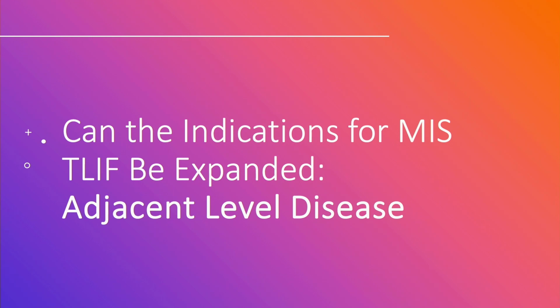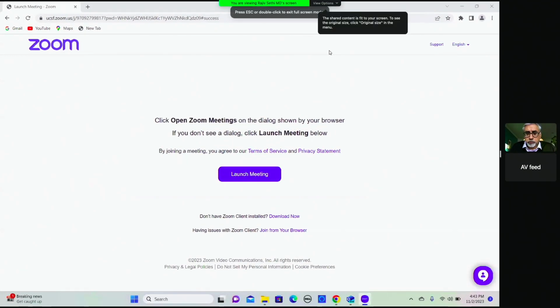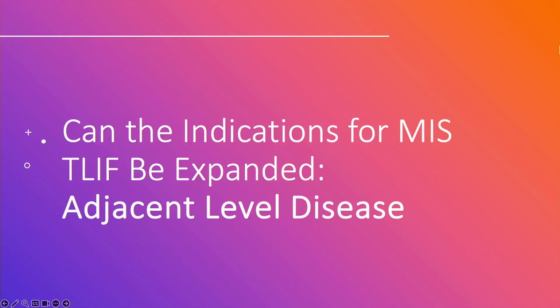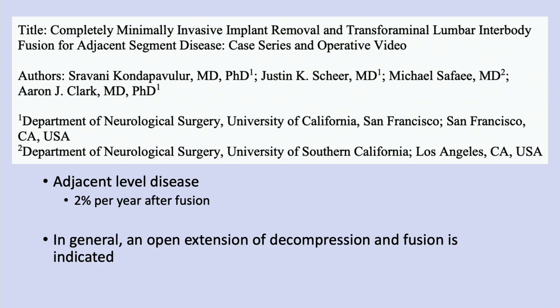Now, following up on that, I was interested if we could expand the indications for patients that may be candidates for minimally invasive TLIF type operations, particularly if they're frail, since we know that there is a benefit, particularly in the frail patients. And I became interested in treating adjacent level disease minimally invasively. We recently submitted this paper that I worked on with some of our residents, past residents, and one of our interns. We know adjacent level disease is a problem about 2% per year after a fusion. And in general, it's an indication for an open extension of that decompression fusion to address that.